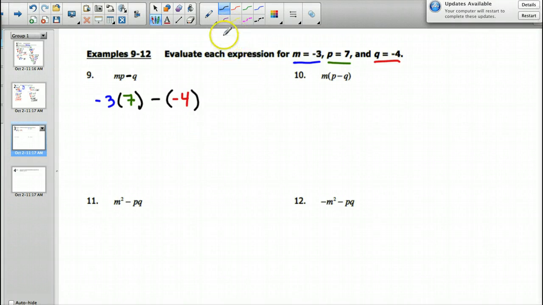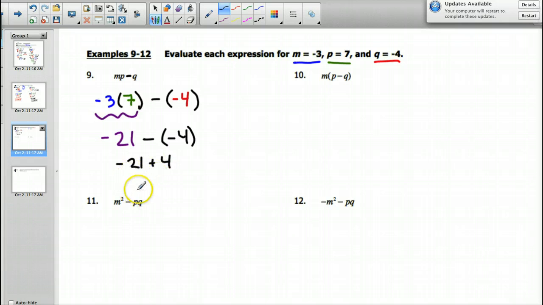Okay, so now I'm going to go ahead and follow my order of operations. I'm going to start with my multiplication here in this case, because I can't do anything inside grouping symbols and I have no exponents. So I'm going to do negative 3 times 7 first. Negative 3 times 7 is negative 21. So this is negative 21 minus negative 4. We know from our last unit that minus negative always means plus, so I'm going to rewrite this as negative 21 plus 4. Negative 21 plus 4 is negative 17.